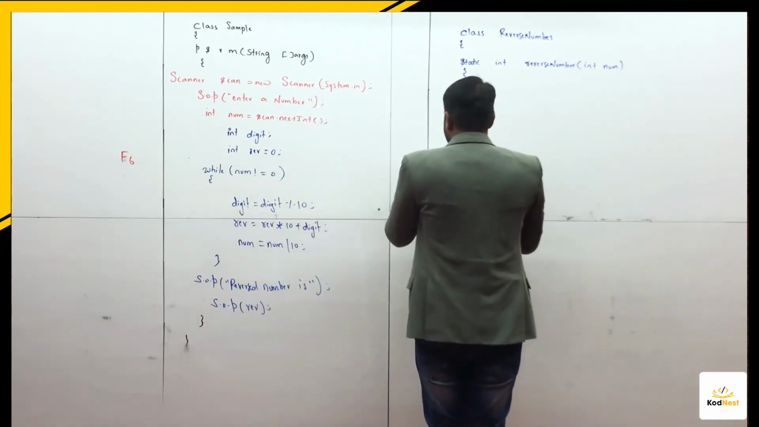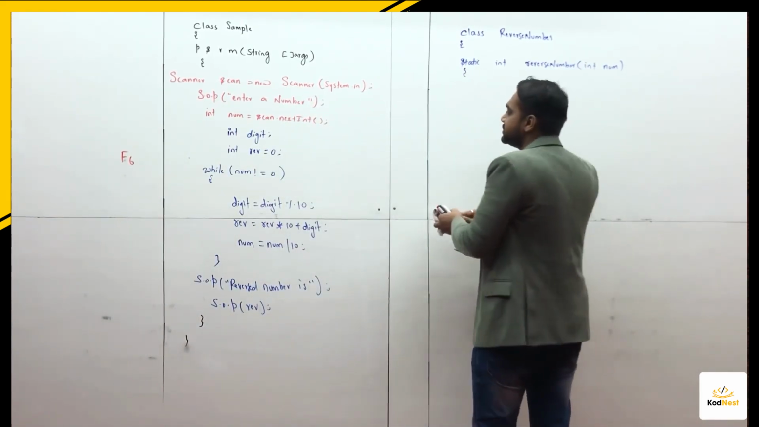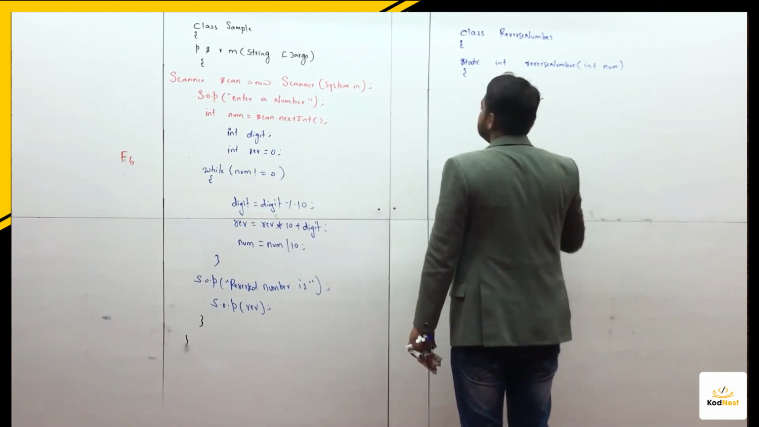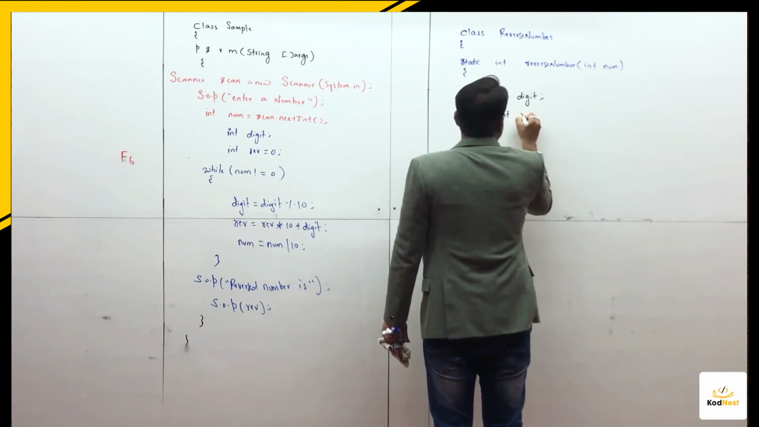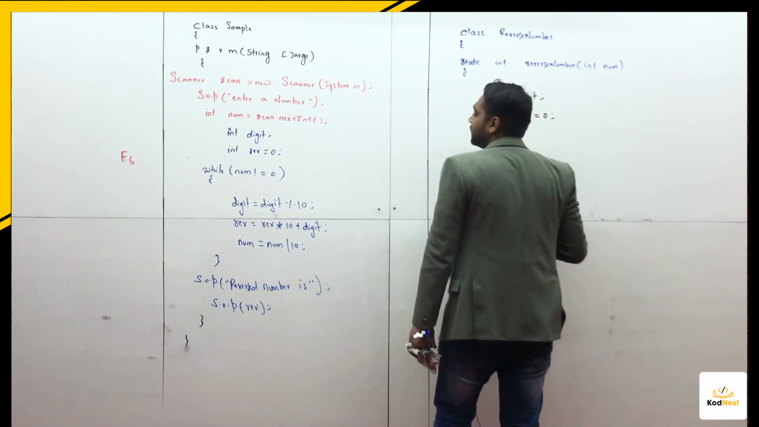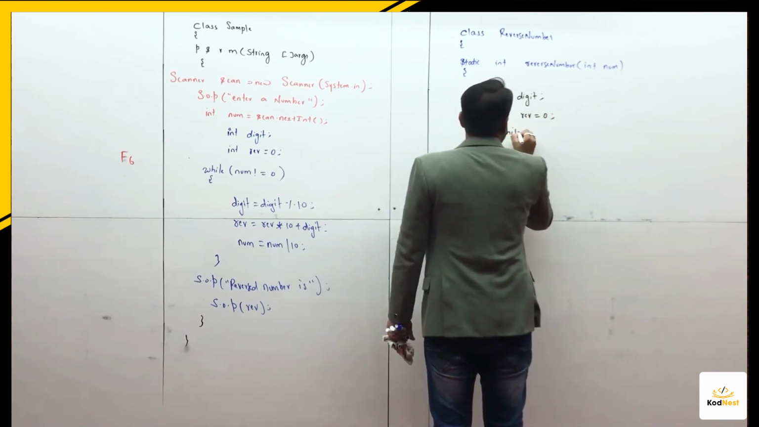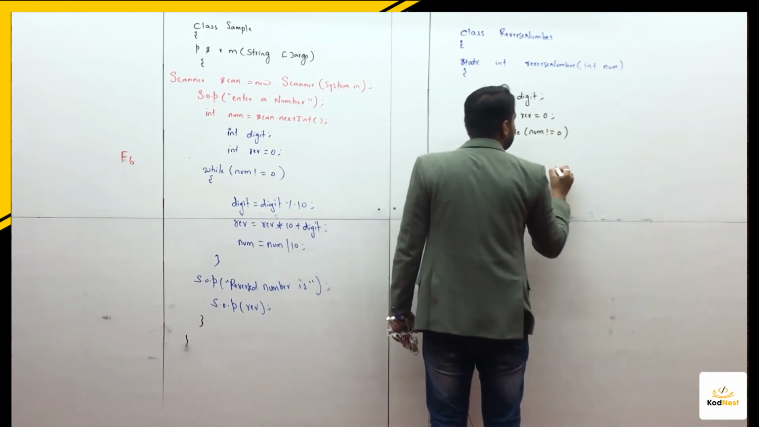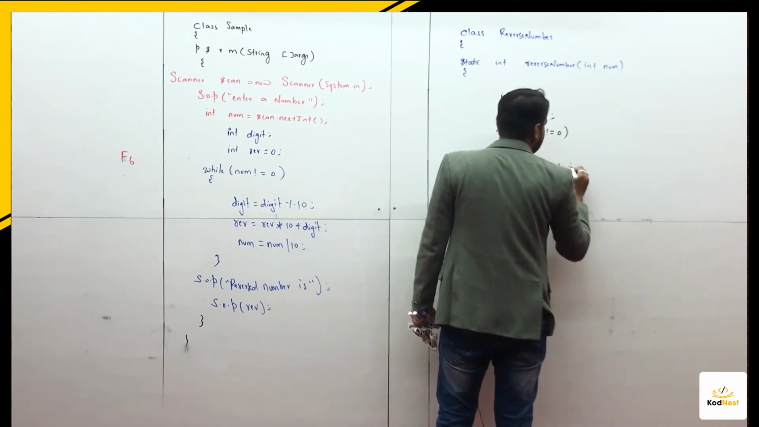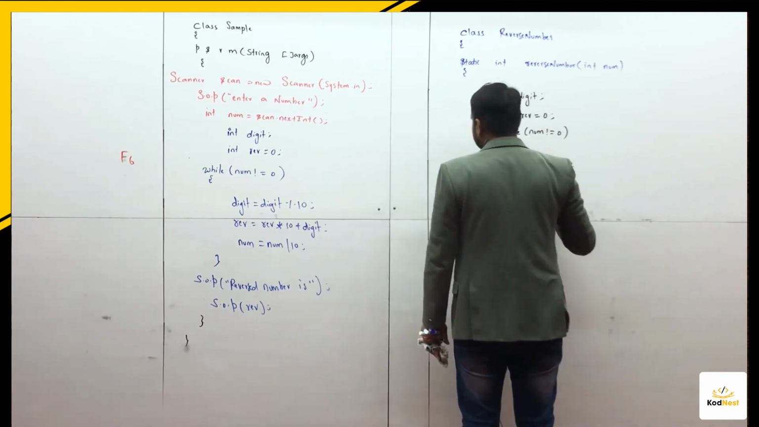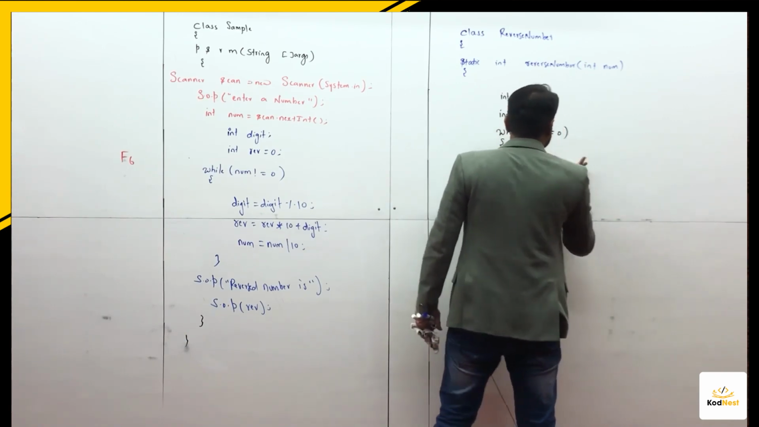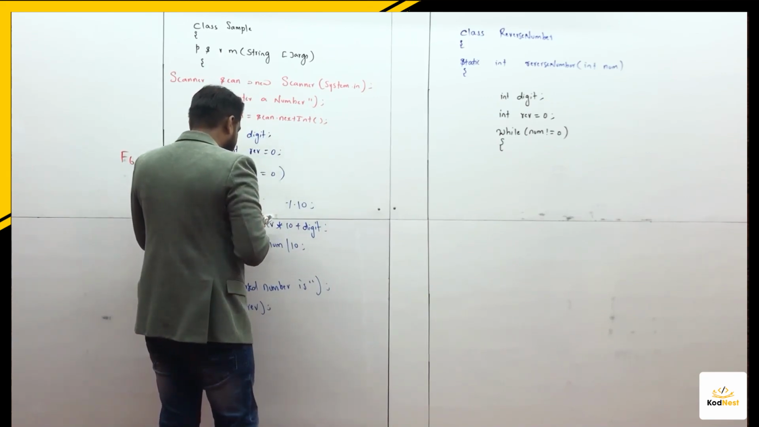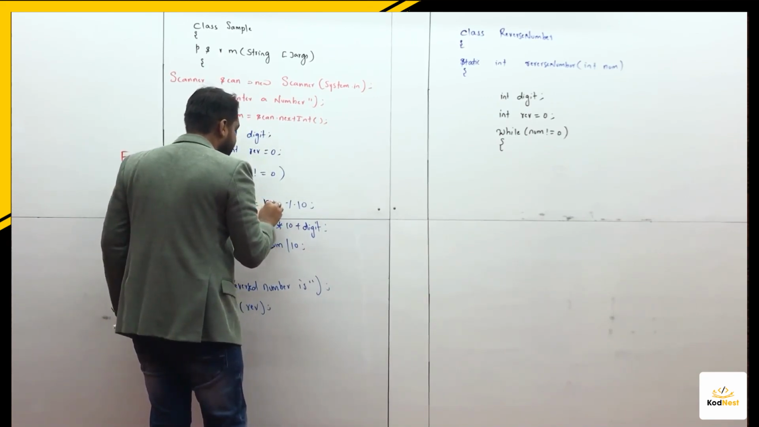Same logic I would write here. Watch it. Not even a single line of code would differ. Look: int digit, and to get that last digit, int reverse, in that I will place 0. And as long as this number is not equal to 0, take out the last digit by dividing the number by 10. That is what I would tell.